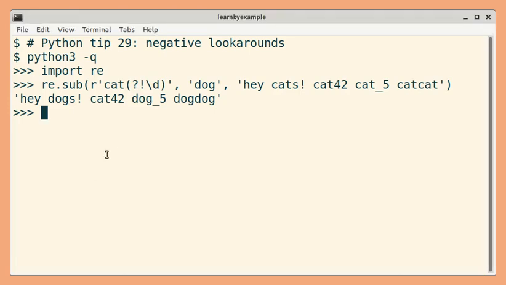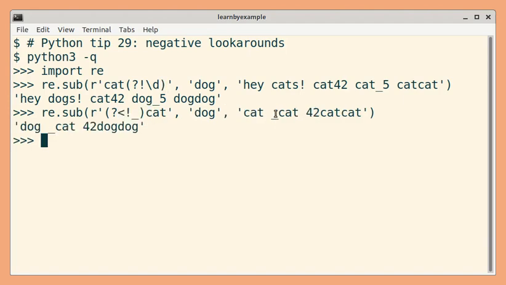Next, let us see a similar example for look behind. Our goal is to match cat only if it is not preceded by an underscore character. So this less than key indicates look behind. So this particular occurrence is not replaced because cat is preceded by an underscore character. Again, note that the start of the string satisfies this particular assertion.